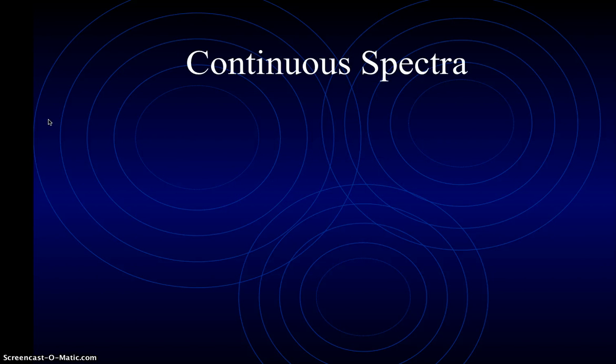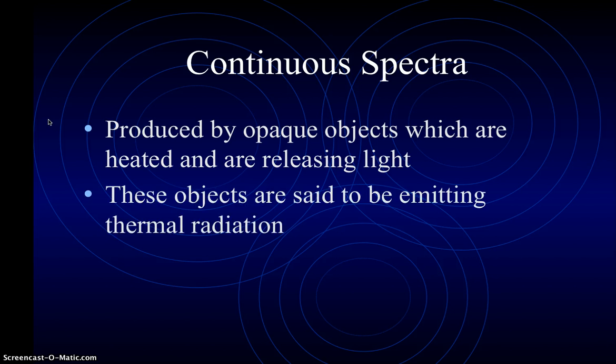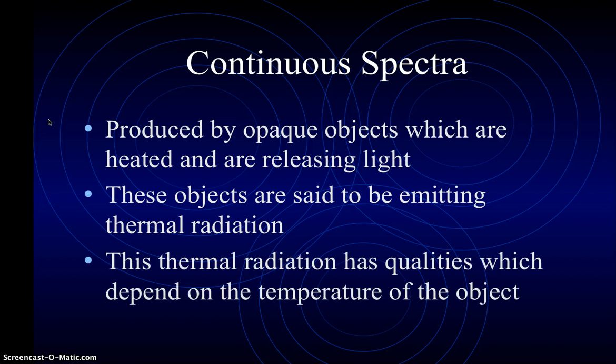So when we talk about thermal radiation, we're really focusing on the continuous spectra, which, remember, is where all the wavelengths are represented. It looks like the rainbow. Those are produced by an opaque object, which means a dense object we can't see through, which is heated and releasing light. So this could be a hot dense gas, a heated liquid, or a heated solid. We say that that's thermal radiation.